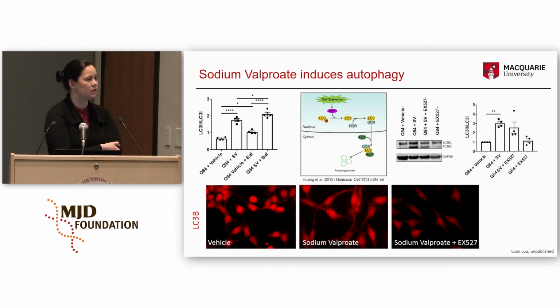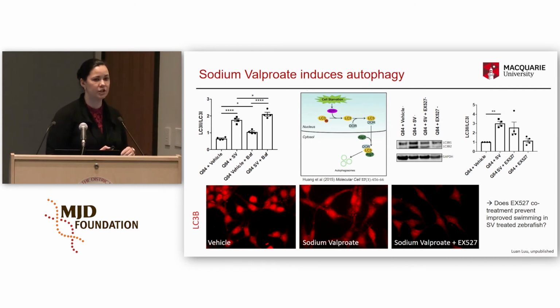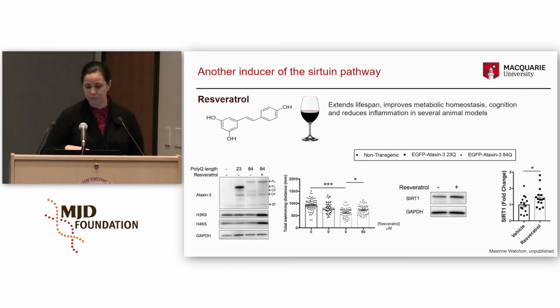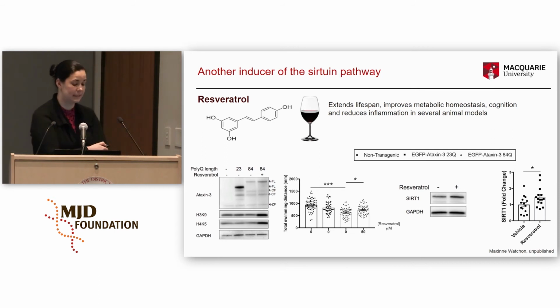So we've now embarked on treating with sodium valproate along with an inhibitor of the sirtuin pathway, EX527, to try and see whether the induction of autophagy was dependent on activity of the sirtuin pathway. But that work is still underway. Importantly, we're also going to co-treat the zebrafish that receive the sodium valproate to see if inhibiting the sirtuin pathway prevents that protective effect, the increased swimming phenotype.